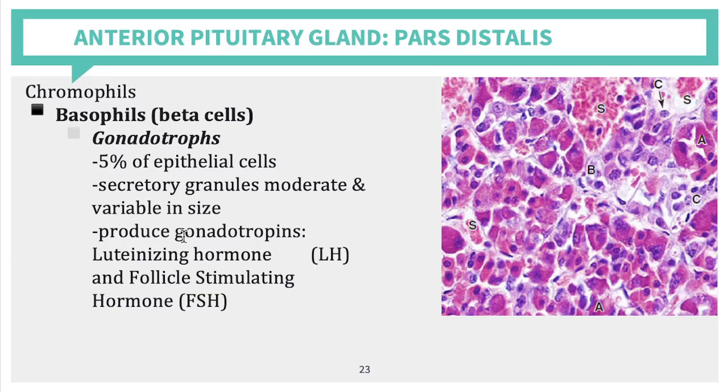We also have your gonadotropes. Remember your gonads, 5% of your epithelial cells. Secretory granules are moderate and variable in size. And remember, they can produce your gonadotropin. So, gonadotropin, what are those two hormones? Your luteinizing hormone and your follicle-stimulating hormone. And these two hormones will have an effect on your gonads later on.